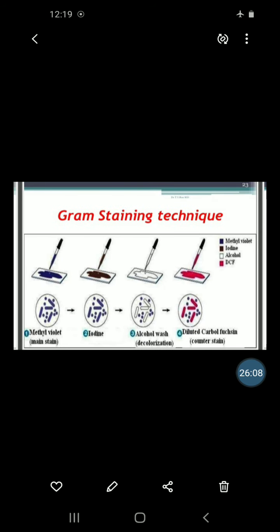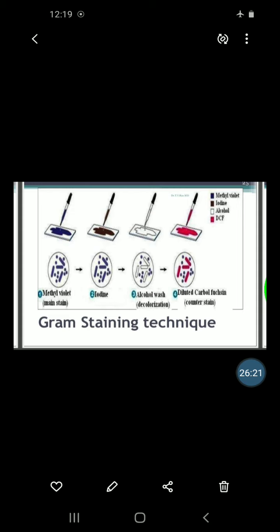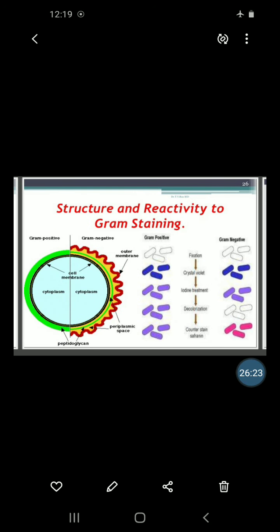Then this is the procedure for Gram staining. Methyl violet is the primary stain, that is the main stain. Then iodine, then alcohol and acetone, and last carbol fuchsin, that is the counter stain. Here we can see the structure and reactivity of Gram staining: the heat fixation, then crystal violet, iodine treatment, decolorization, and last, the counter stain.